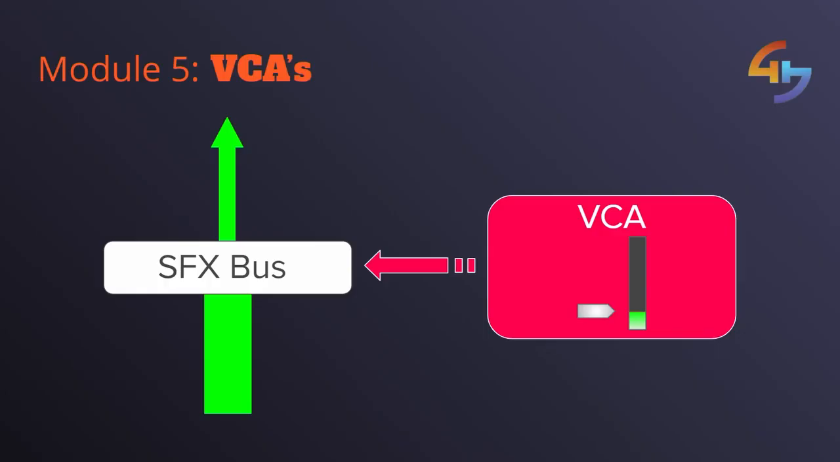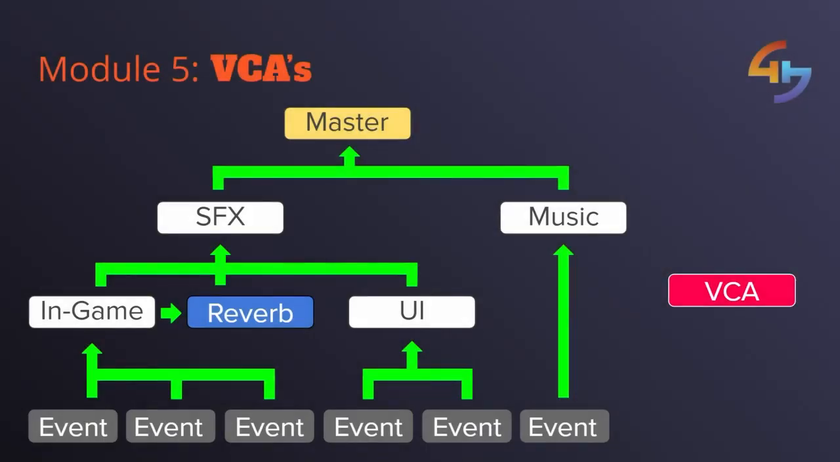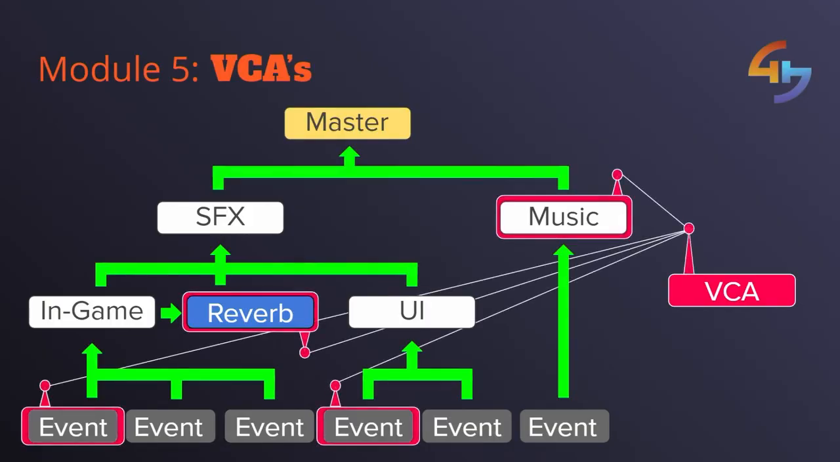Well, for two reasons. The first is that VCAs, unlike buses, don't belong within our signal path hierarchy. They function from outside of it. This means that we can assign multiple events, group or return buses to a single VCA, and then adjust each of their levels by the same amount at the same time, regardless of which other buses they may be a child or a parent of in the hierarchy.